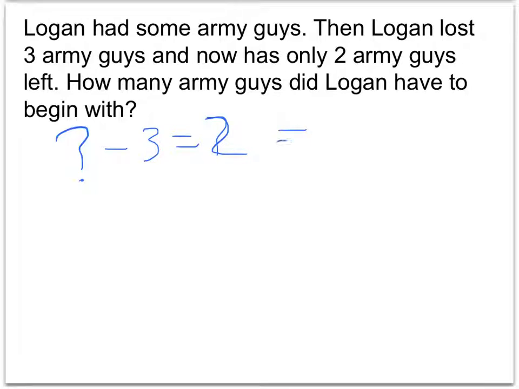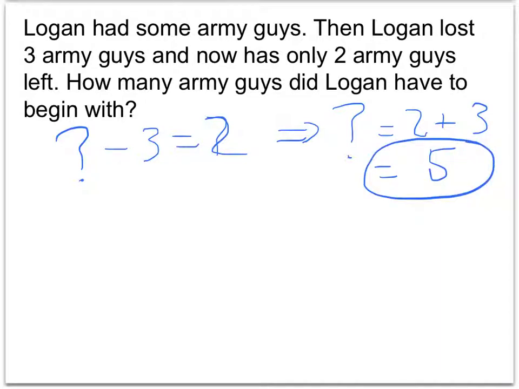And so now to actually solve this equation, let's convert it over to an equivalent addition equation. So question mark equals 2 plus 3, or 3 plus 2, whichever. And so we do this arithmetic on the right here, and we get our answer, 5. So Logan originally had 5 Army guys. So let's draw a picture of this scenario. Logan had some Army guys. Let's draw a strip here to represent this unknown number of Army guys that Logan had.